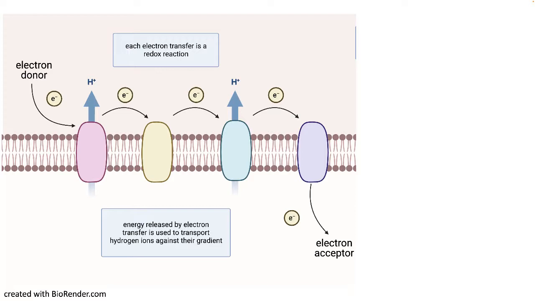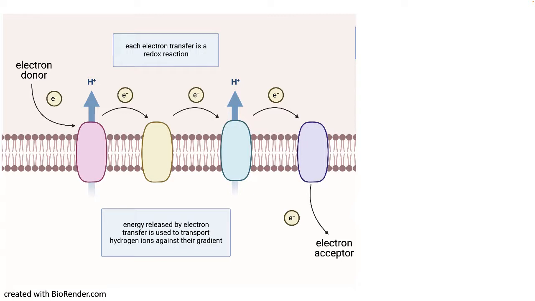This is just a generalized diagram showing a generic electron transport chain. What is an electron transport chain? Well, it's a series of proteins and other molecules that pass electrons from molecule to molecule. So here we have an electron donor, which is passing an electron to the first protein in the electron transport chain, which is shown in pink. That's transferring an electron to the molecule shown in yellow. That one is transferring an electron to the molecule shown in blue. That's transferring an electron to the molecule shown in purple. And then the purple molecule is transferring electrons to an electron acceptor, which is outside this electron transport chain.